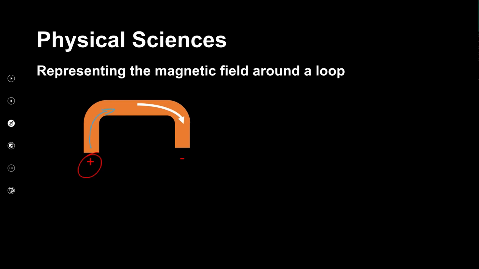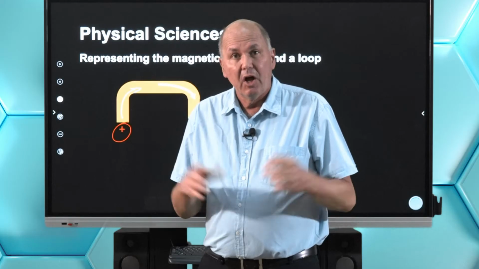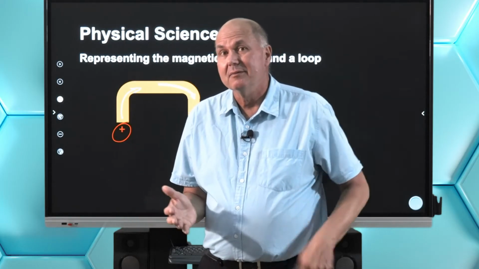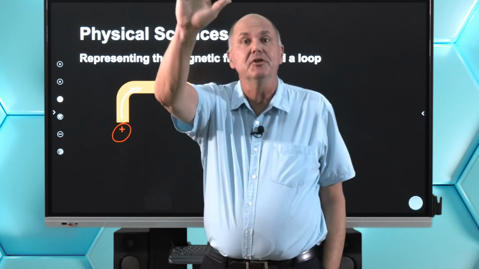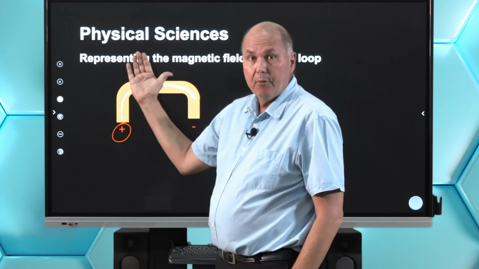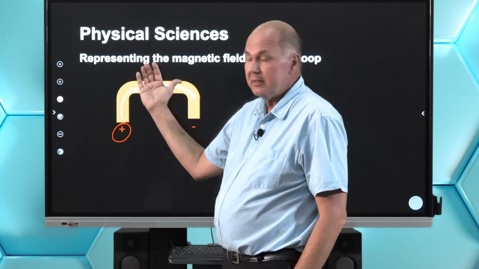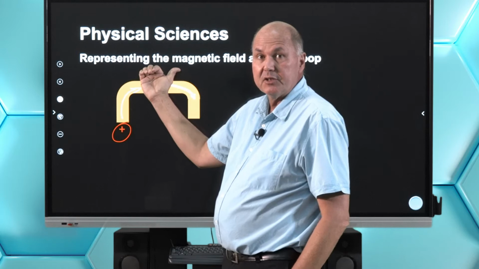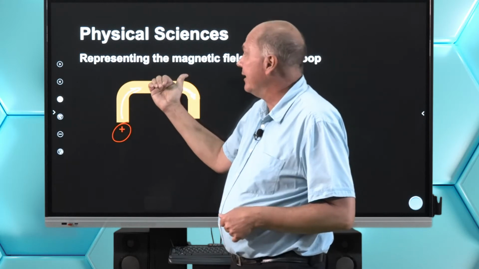But what do you think the direction of the magnetic field is going to be? And how do you think we could find it? Well, the answer is easy. You're going to use your right-hand rule. You're going to say, let the thumb point in the direction of the current. Curl of the fingers is going to give you the direction of the magnetic field.